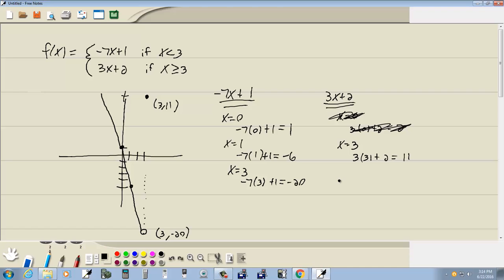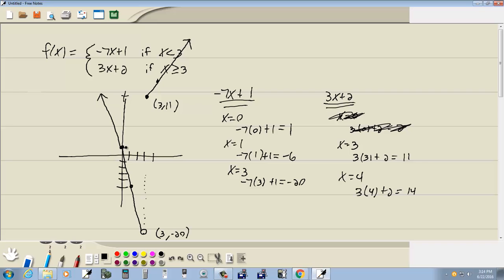Now if I plug in x equals 4, I'm going to have 3 times 4 plus 2, that's 14. So I got 4, 14, which should be up here somewhere. So this part of the graph is going off like this. Okay. This is going up forever. This is going up forever. And which means that the graph exists everywhere here.